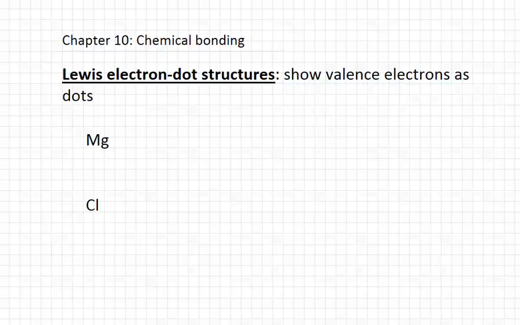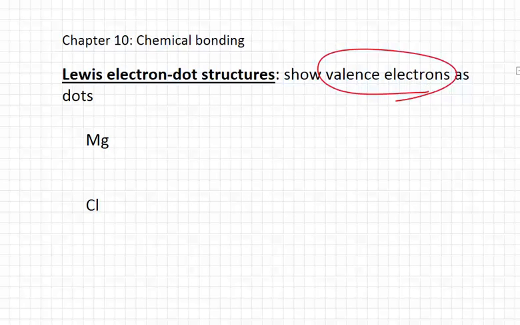And chemical bonding makes use of valence electrons only. So whether we're going to make an ionic compound or a molecular compound, it's the valence electrons that participate to make bonds. The other electrons will be essentially filled subshells that are just fine the way they are. The valence electrons, though, are the ones that will be added to or removed or shared in order to make atoms more stable. So if I have a magnesium and a chlorine, I can make a Lewis electron dot structure by showing those valence electrons as dots.